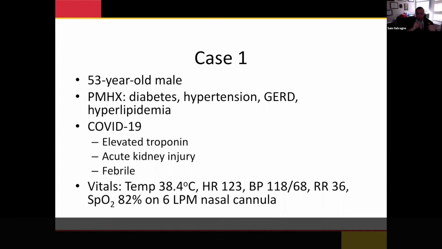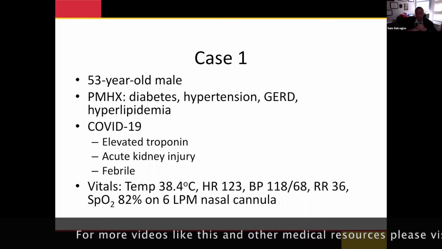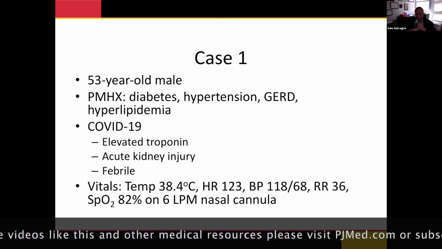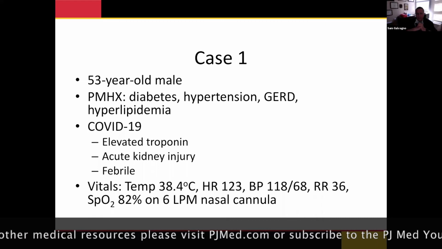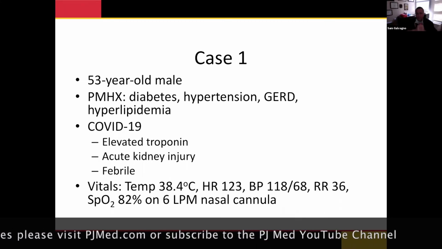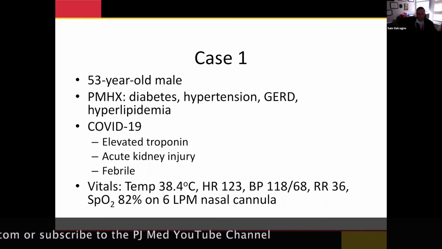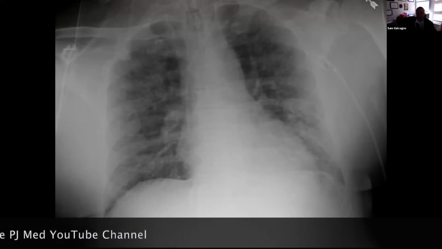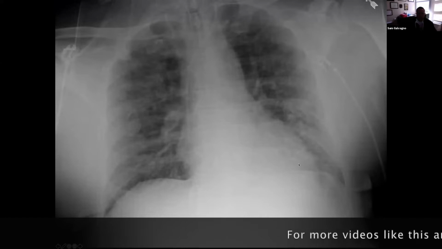Febrile, you see the vitals here. Heart rate's 123, blood pressure is 118/68, and respiratory rate is 36. And the SAT is 82% on 6 liters nasal cannula. So here's the chest x-ray. We talked about this before. You can see some of these patchy infiltrates, this white stuff here.